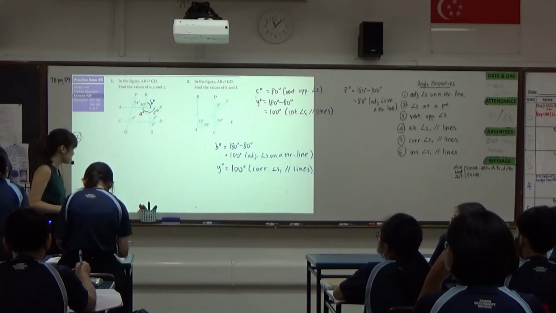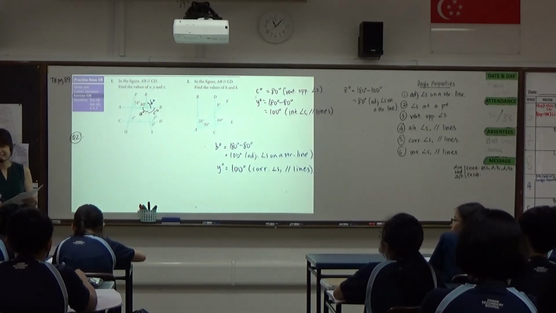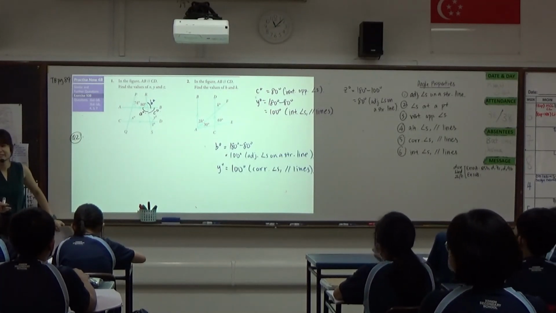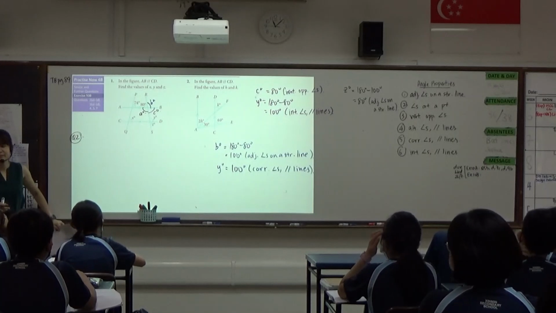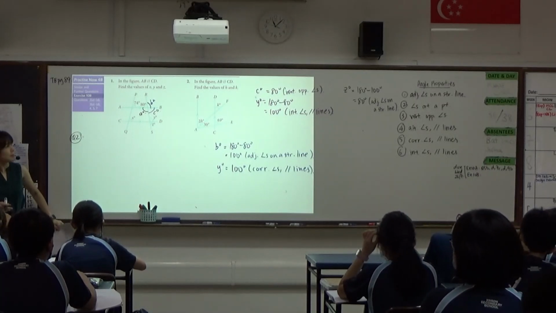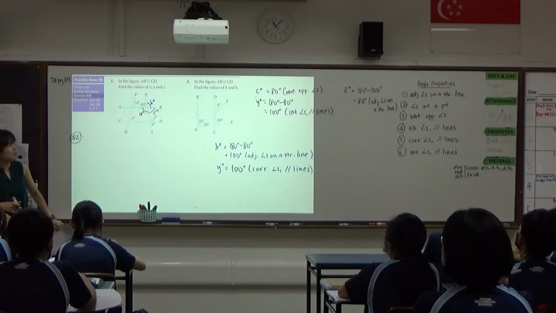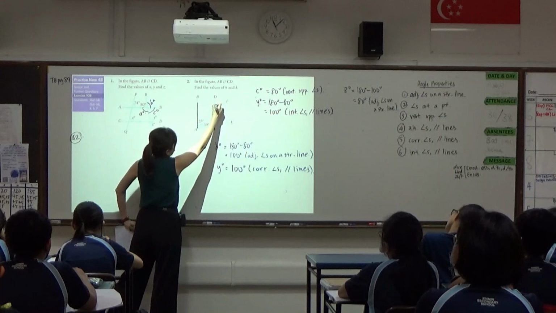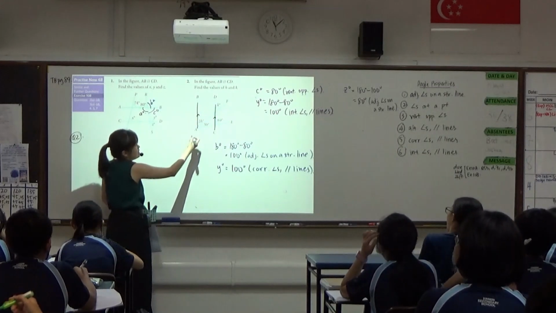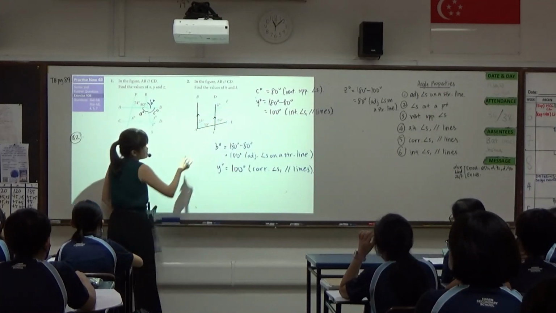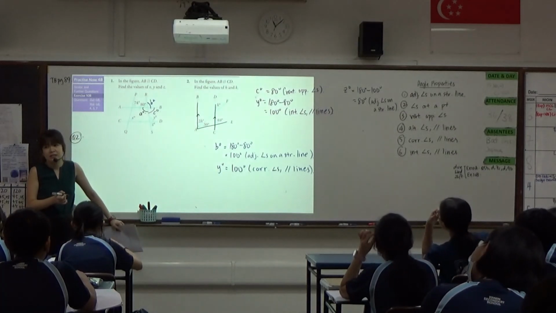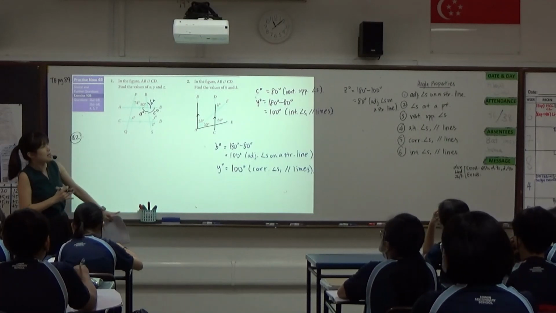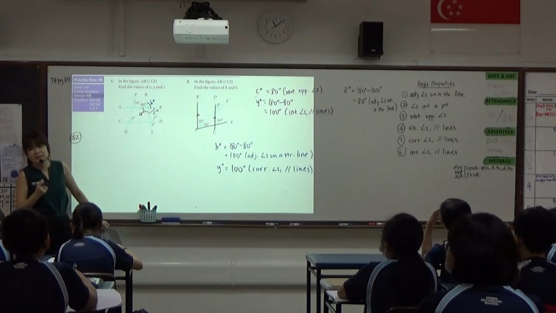Zach, yes, you are the one. How do we find h? Okay, we give you a hint now. This one is a parallel line, and this is the transversal. Can you see something where you can apply one of the properties?